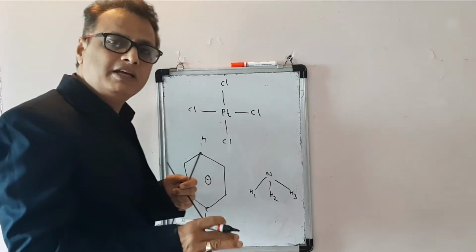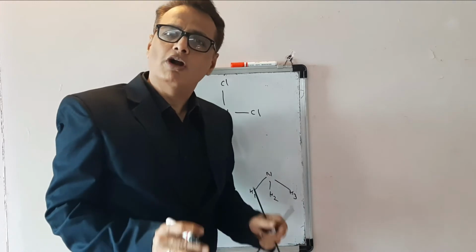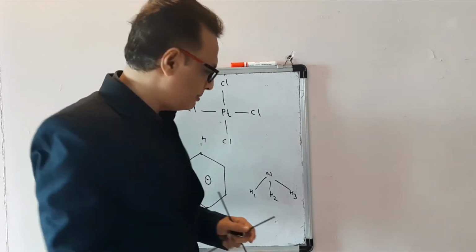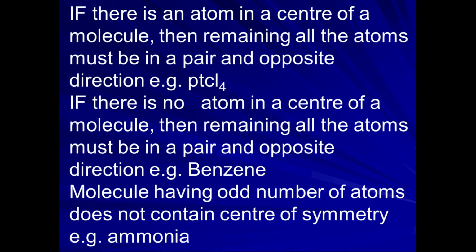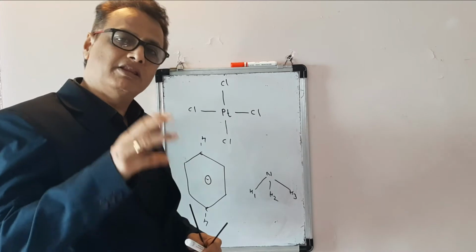A molecule having an odd number of atoms does not contain center of symmetry. For example, ammonia. Ammonia doesn't contain center of symmetry. So there are 3 conditions.